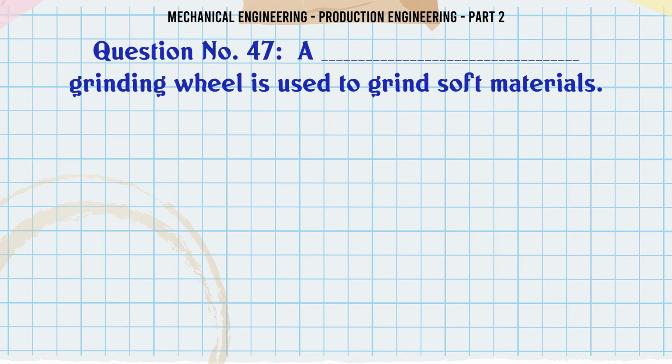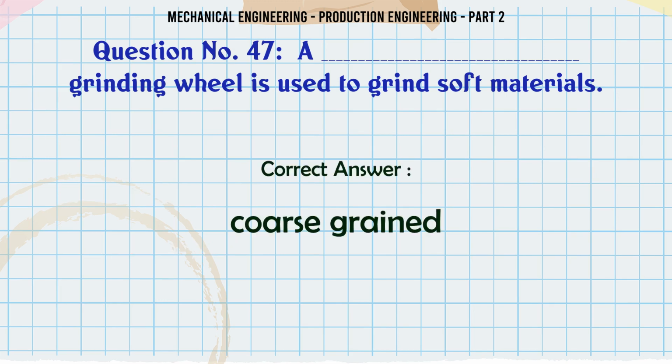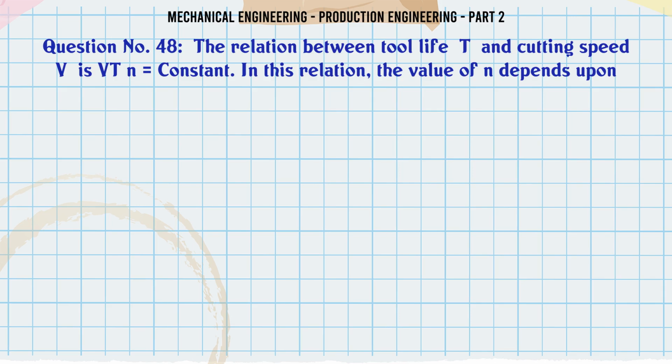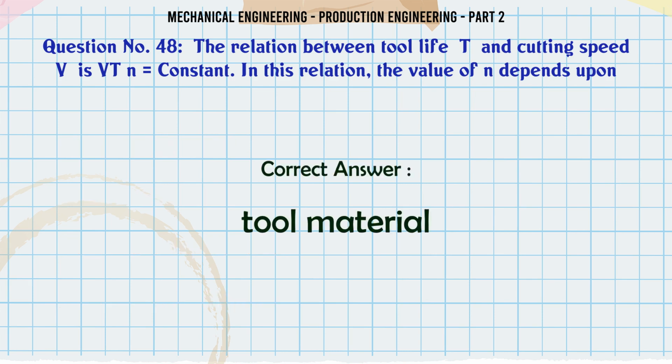A grinding wheel is used to grind soft materials. A. Coarse grained, B. Medium grained, C. Fine grained. The correct answer is coarse grained. The relation between tool life T and cutting speed V is VTⁿ = constant. In this relation the value of n depends upon A. Work material, B. Tool material, C. Working conditions, D. Type of chip produced. The correct answer is tool material.